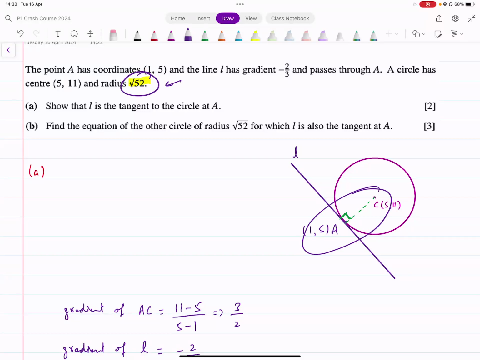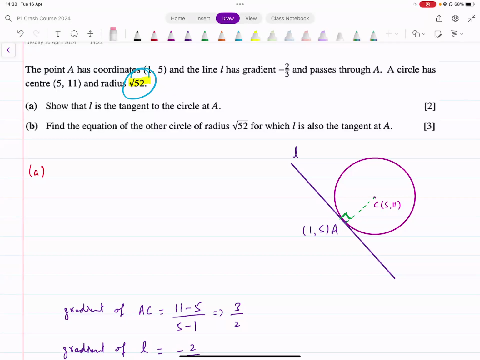There are two possibilities. You either find the equation of the circle and put this point A in that equation. If it satisfies the equation, that means it lies on the circle, lies on the circumference. The other possibility is you find the distance between the points A and C. If that also turns out to be square root of 52, that means AC is the radius and A lies on the circumference. So you could do either of those two things.